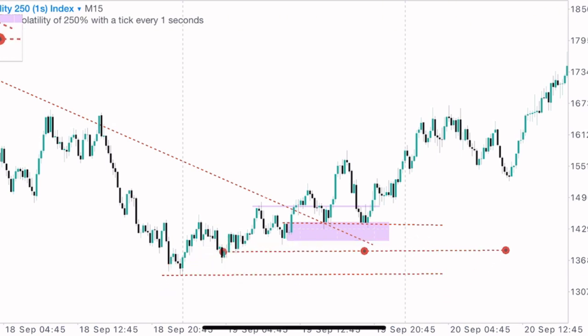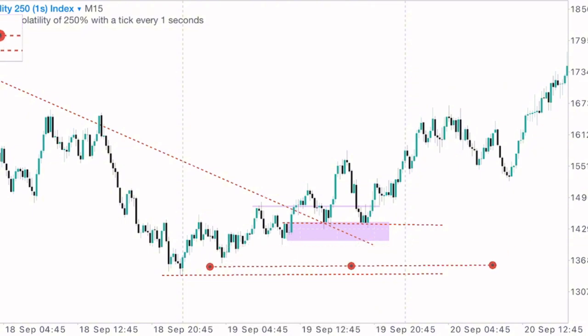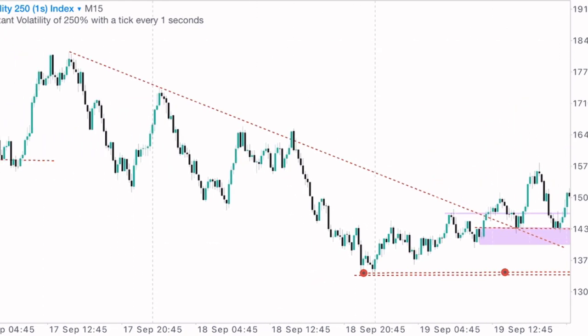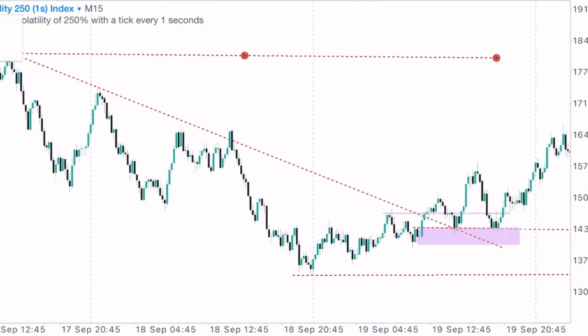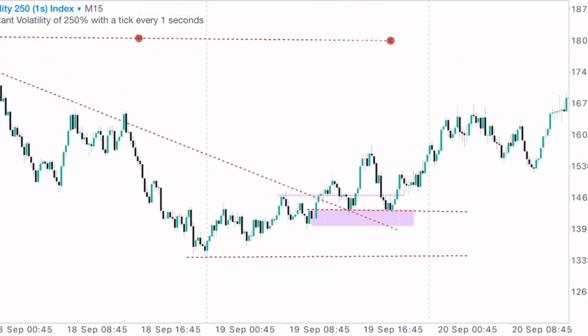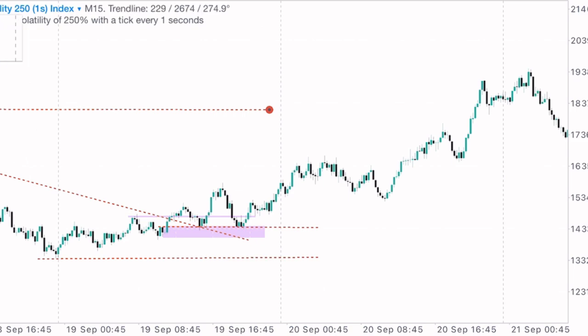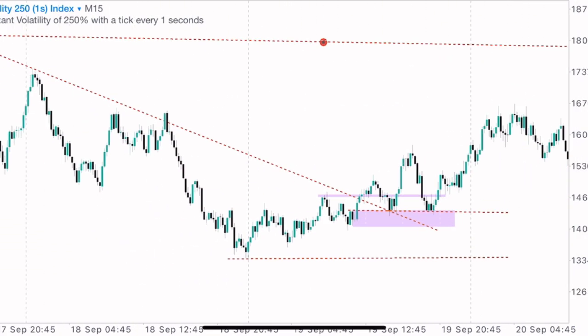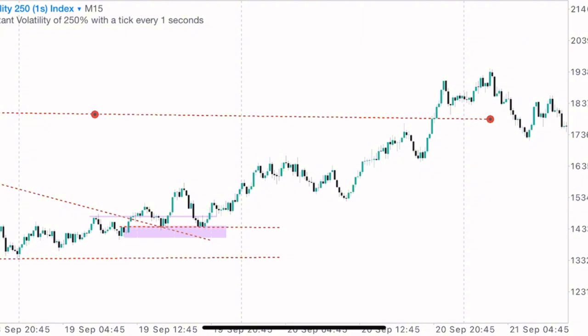Some people place it here. This is too tight for me. But this low is protected, so that's why I like to place my stop loss here. Then you take profits right about this point. You know how we do it. You first take profit, closing the majority of your trade, and you can hold one.